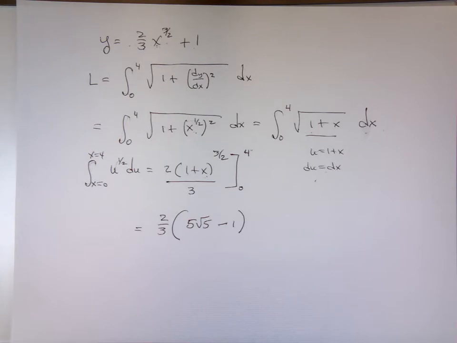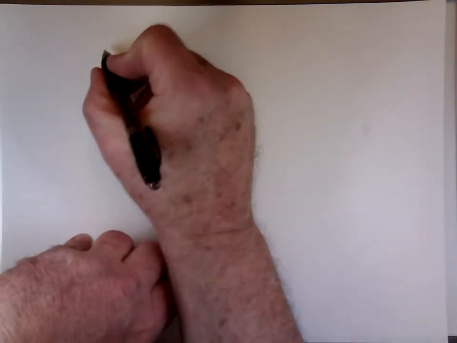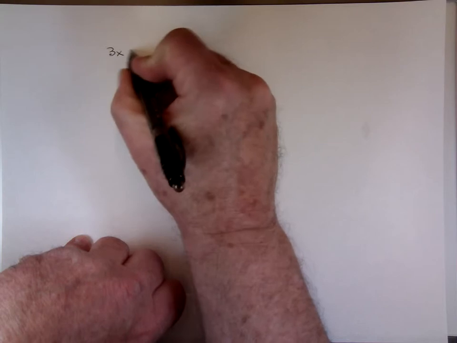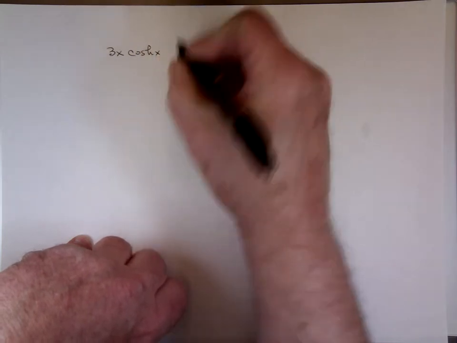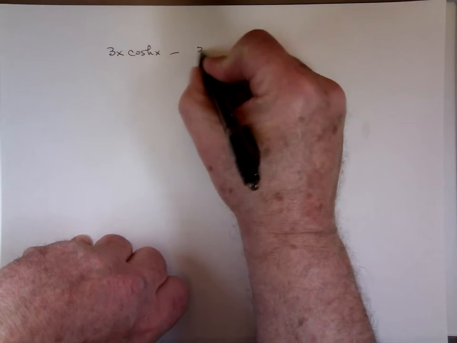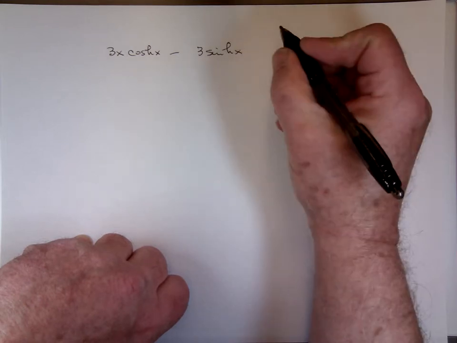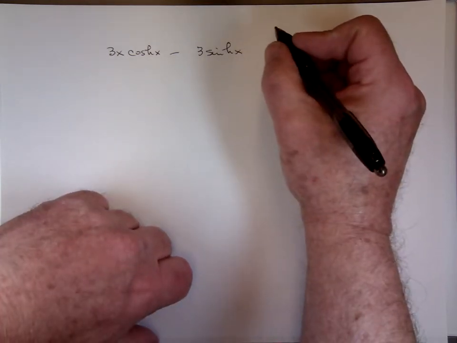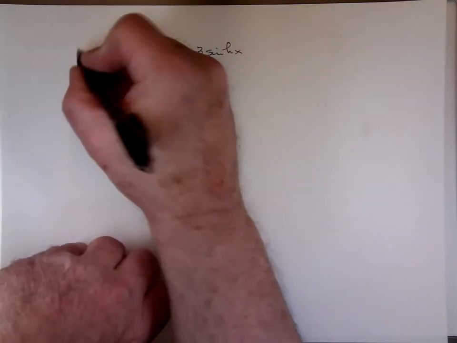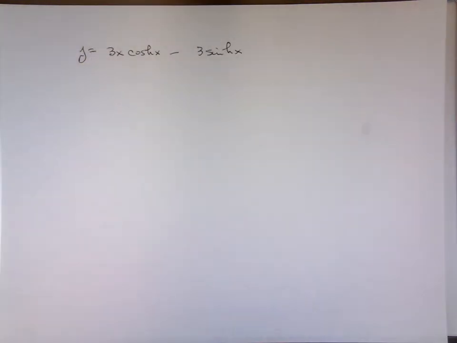Okay. Nick, go ahead. Probably an easy one, but I just can't understand how they got it. 3x cosh x minus 3 sinh x. And I think they just want us to find the derivative for it. Okay, find the derivative of 3x cosh x minus 3 sinh x? Yep, that's it. All right, let's do it.